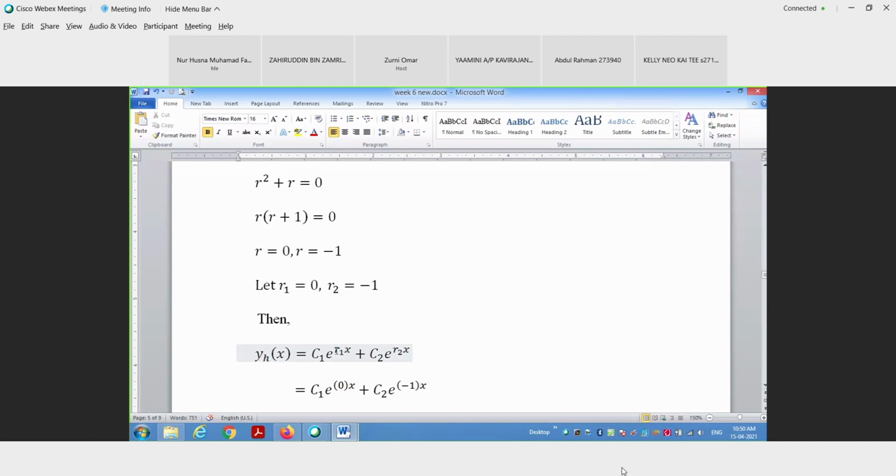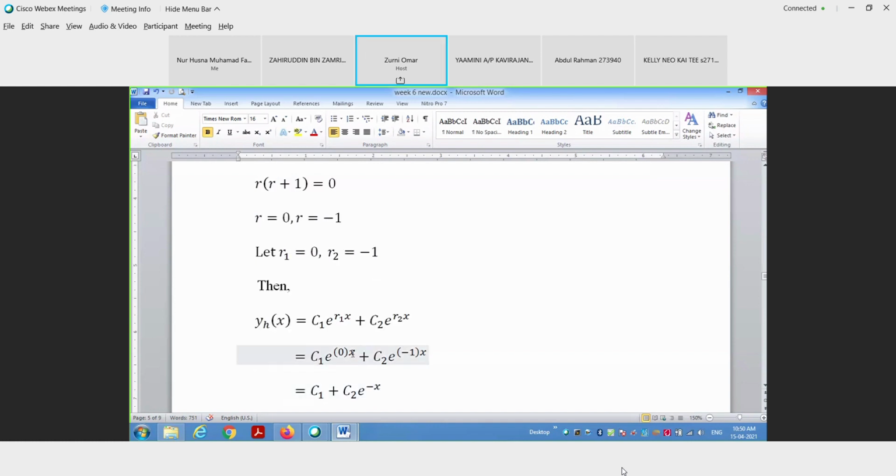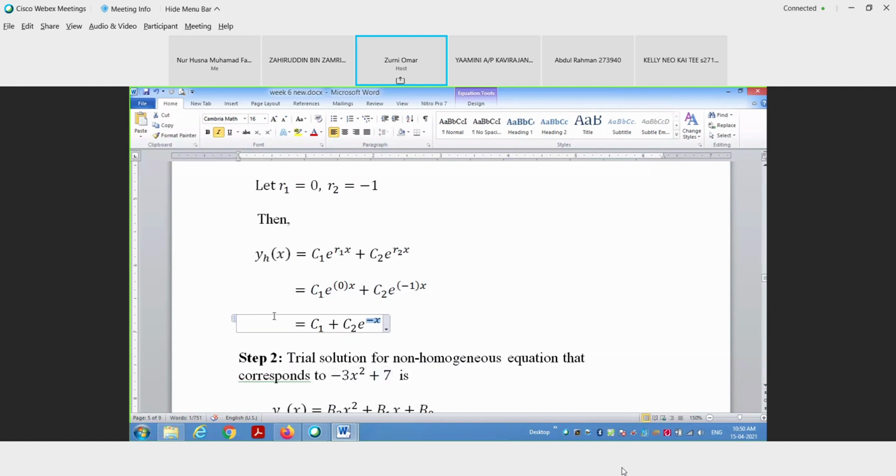So yh will be C1 e to the power of r1 x plus C2 e to the power of r2 x. R1 is equal to 0. So 0 times x gives you 0. e to the power of 0 equals 1. 1 times C1 gives you C1. And then C2, r2 will be minus 1. So C2 e to the power of minus 1 times x. Minus 1 times x gives you minus x. So your yh will be C1 plus C2 times e to the power of minus x.